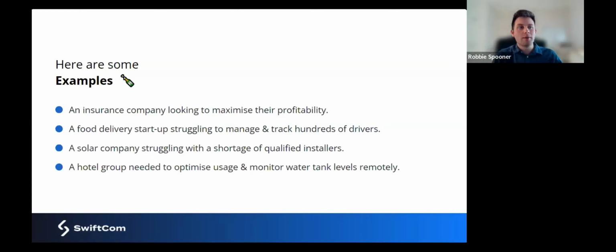A food delivery startup struggling to manage and track hundreds of drivers. In this case, a simple solution there is actually to perhaps be somewhat of a dashboard integrated with communication like WhatsApp that allows for real-time visibility, performance, readjusting of strategy, those types of things.